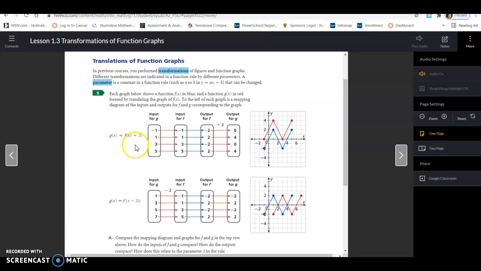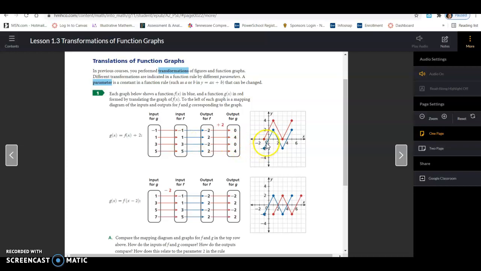So if you look at this first function here, g of x equals f of x plus 2. If you read through this, take notes whenever you need to. f of x plus 2 is going to take my original function, and it says right here that f of x is in blue and g of x is in red. So I'm going to take f of x plus 2, and move the whole function up 2 units, and that's going to become g of x.